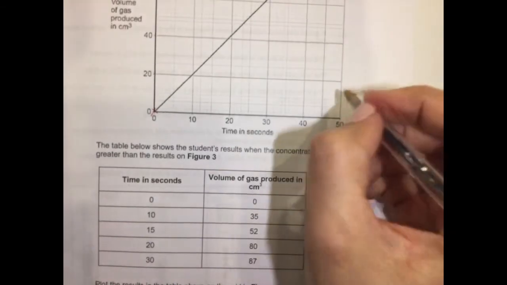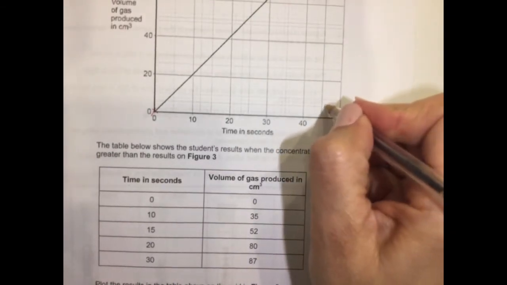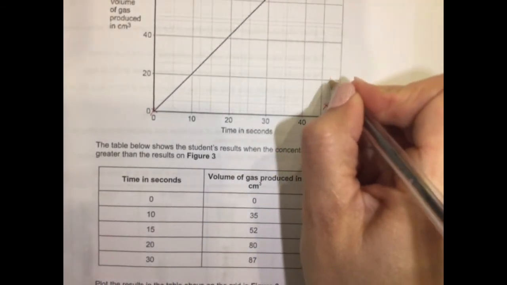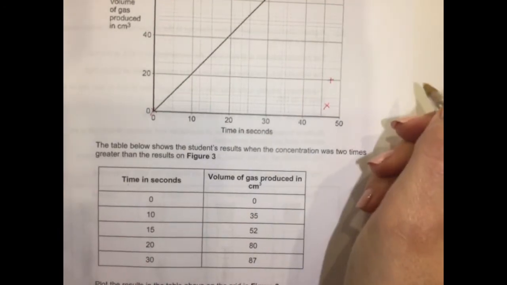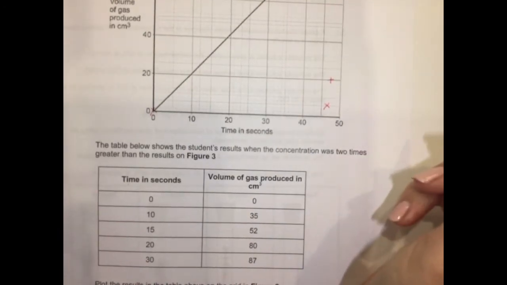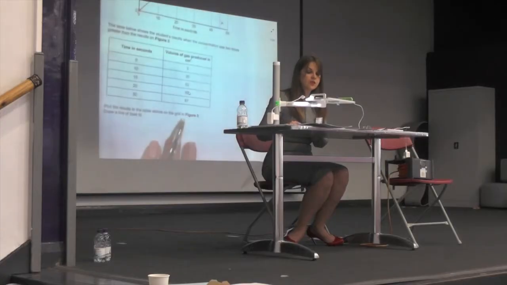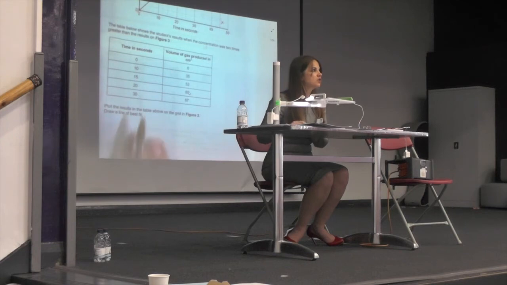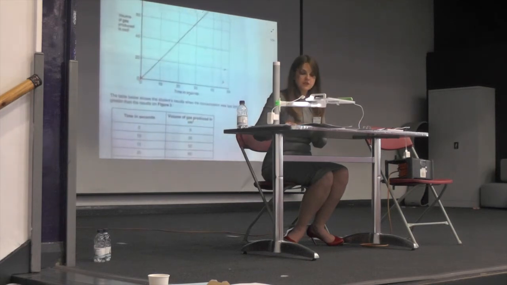When you're plotting a graph, I'm just going to show you over here, you either do a cross or you do a cross like that. It doesn't matter which. Do not do a dot. It's not clear enough to see. There are 3 marks for this question. Plot the results and draw a line of best fit. You get 2 marks for plotting the results and 1 for the line of best fit.